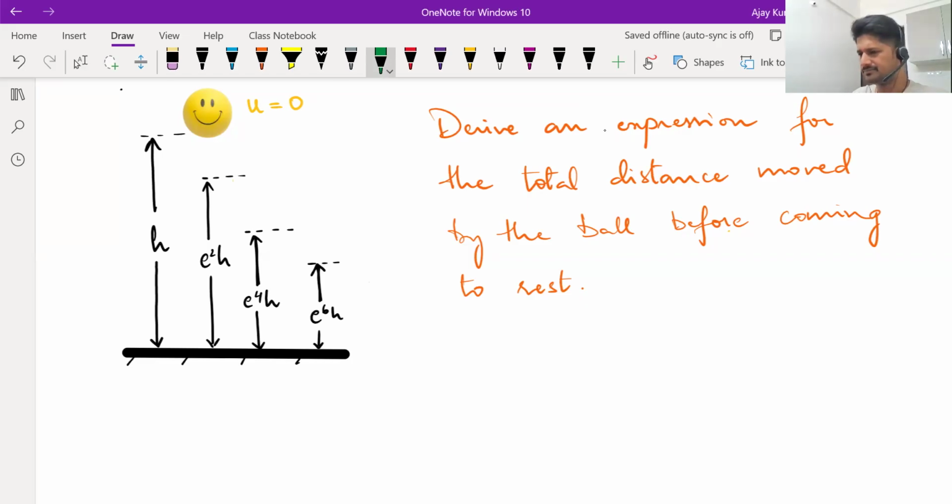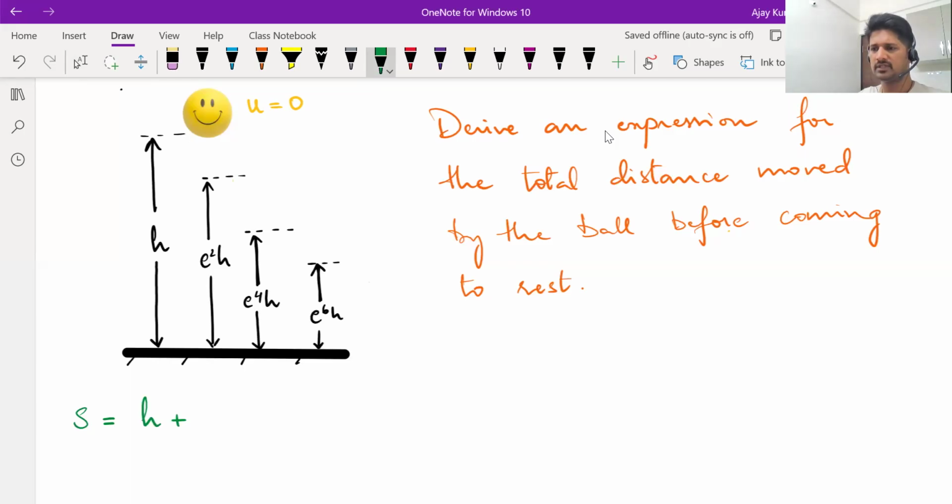Okay, Rishi, tell me, from the instant the ball is dropped till it hits the ground for the first time, how much distance is it traveling? H, sir. H in the downward direction. Okay. Then it bounces off. It rises to a certain height, you know how much, and then it comes back. Tell me, between the first collision and the second collision, what distance is the ball traveling? E square h. That's all.